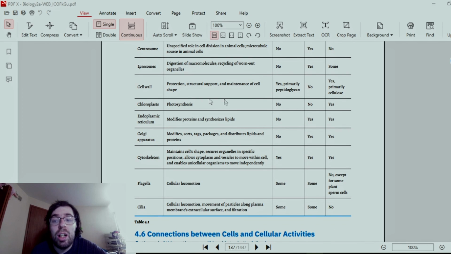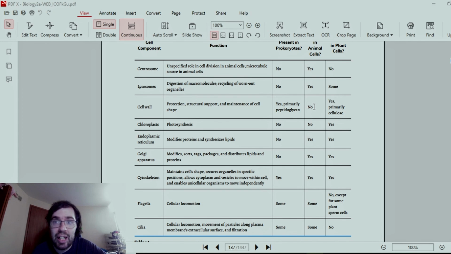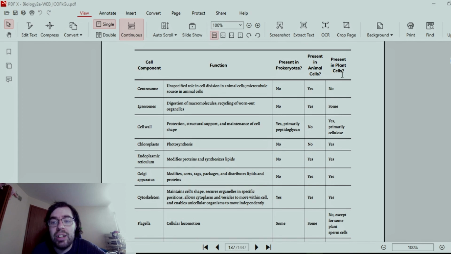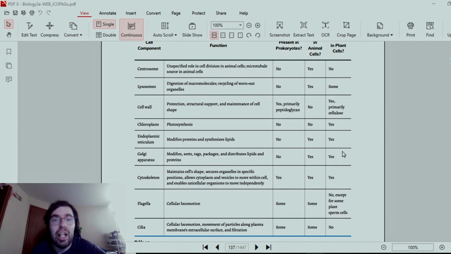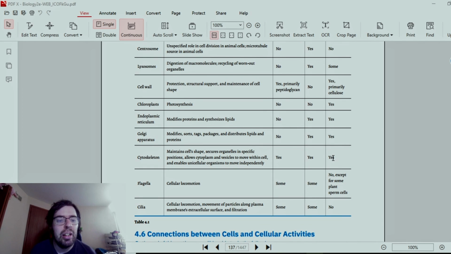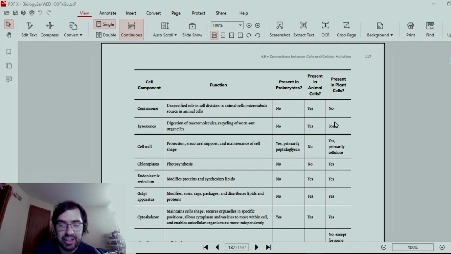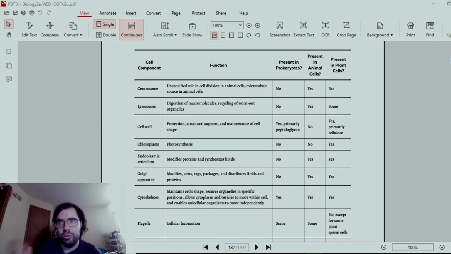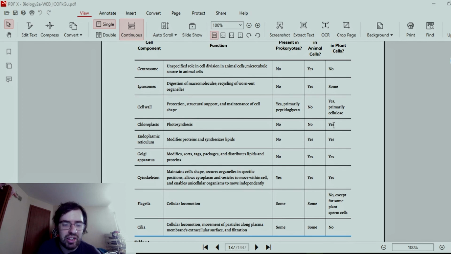The cell wall. Animal cells do not. That's why they're so squishy, if you will. Like, that's why your skin's so squishy, not hard. But prokaryotes do, though really only peptidoglycan. And plant cells do, which is primarily cellulose. And yes, that cellulose that makes wood. The chloroplast, that's only in plant cells. That's the green part of the plant that absorbs sunlight in photosynthesis.